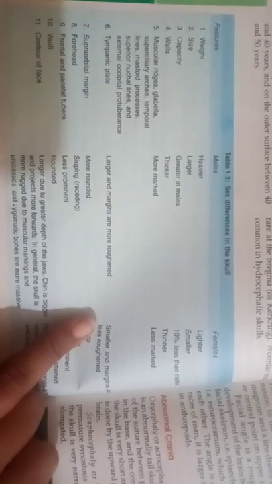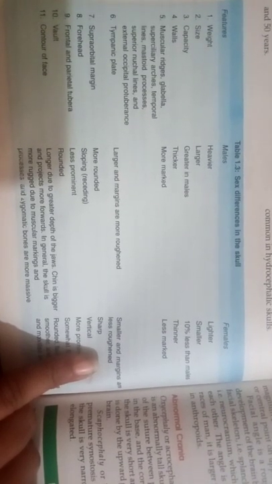The walls are thicker in the males and thinner in the females. Muscular ridges, glabella, superciliary arches, temporal lines, mastoid process, superior nuchal lines, and external occipital protuberance are more marked in the man and less marked in the female. Tympanic plate is larger and margins are more roughened in the male, smaller and margins are less roughened in the female. Supraorbital margins are more rounded in the man and sharp in the female.